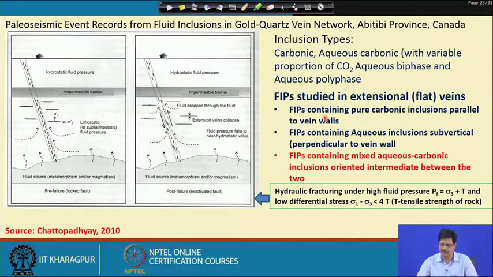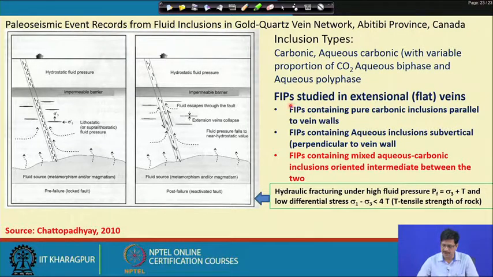So, such fluid inclusion planes were studied in these kind of veins in this gold province, the Abitibi province of Canada, where some selected gold deposits were sampled for the veins, the shear veins as well as the flat veins. They were populated with carbon dioxide rich and aqueous rich inclusions with variable proportions of carbon dioxide. So, the author has classified them to be carbon dioxide dominant and water dominant and intermediate inclusion types, with variable proportions of carbon dioxide and water.